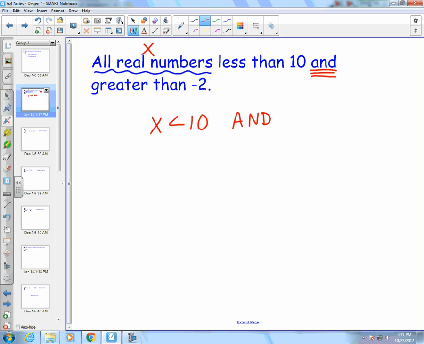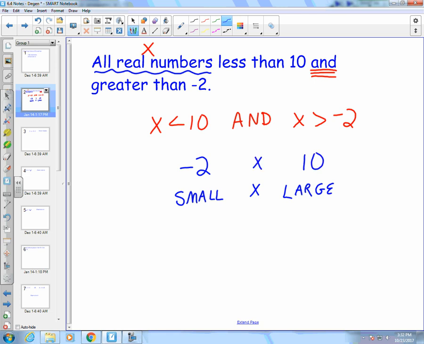We go back up to all real numbers again. X is then greater than -2. You have two inequalities here connected by the word and. We have to put them together. I find that students do this the easiest if they can put the smallest number on the left and the largest number on the right, and then get their x in between. So smallest number is -2, largest number is 10. Let's get the x in between, and then look at your symbols.